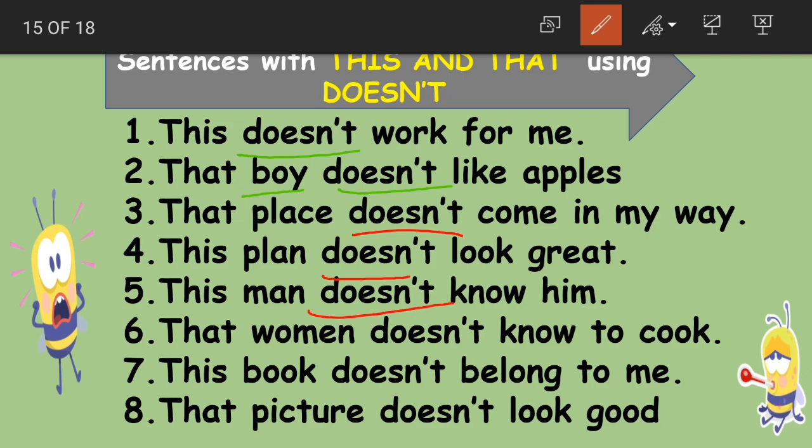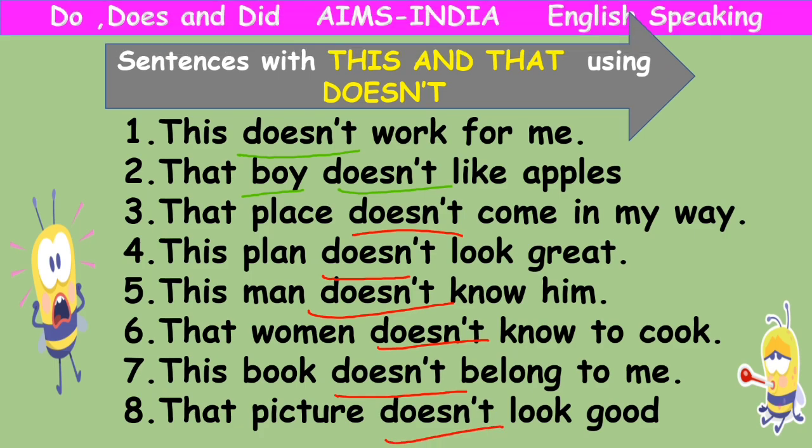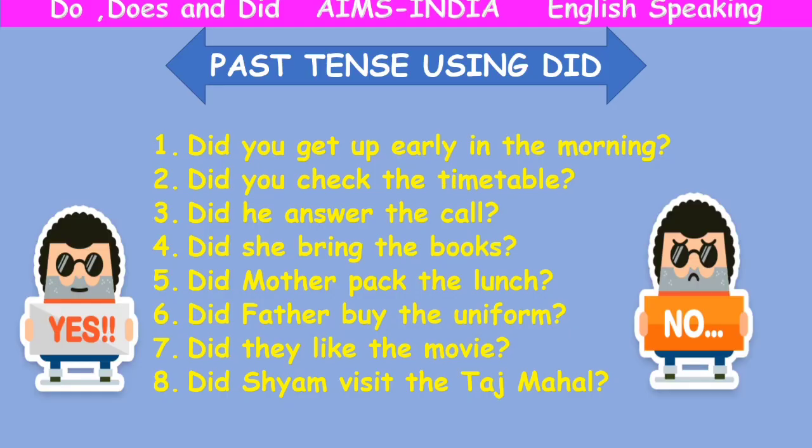This man does not know him. That woman does not know how to cook. This book does not belong to me. That picture does not look good. Okay, children. So here I am giving you many more sentences as examples so that you better identify how to use them. Okay, children. And now we are talking about did.